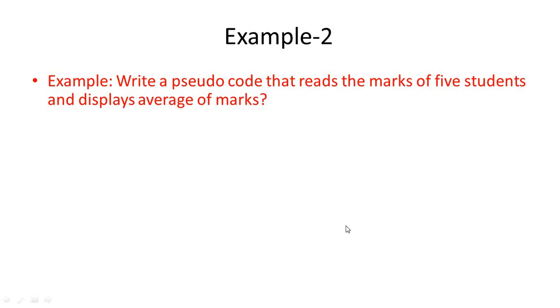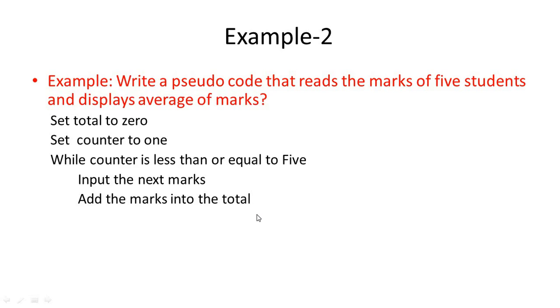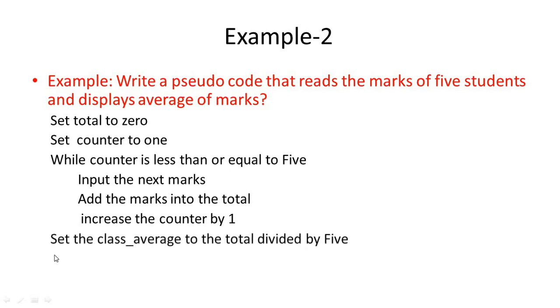One more example. Write the pseudocode to read the marks of 5 students and display the average marks. Take a variable total, initialize with 0. Set the counter to 1. While counter is less than or equal to 5, we want to read the marks of 5 students. Input the marks. Add the marks to the total. Again, increase the counter by 1. Again, check for the condition. Keep on executing until the counter becomes 5. When it becomes 5, calculate the class average, total divided by 5, and print the average.